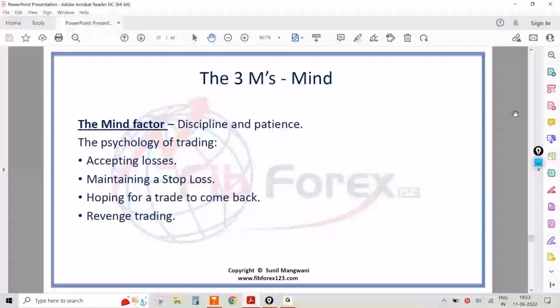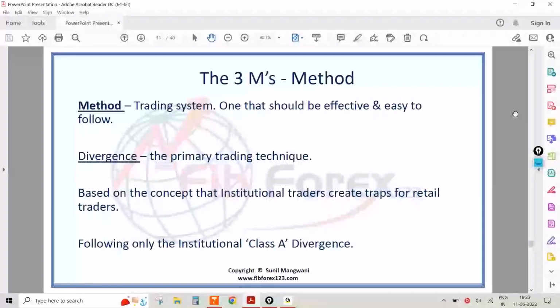So that's the mind factor. Now coming back to the method. All the examples I showed you were of divergence. That's my primary trading technique. And another reason why I'm going through this, there are a lot of other techniques that we do follow. But this divergence is based on the concept that institutional traders create traps for retail traders. Now, everybody knows divergence. I'm sure all of you know what divergence is, but there are different ways.